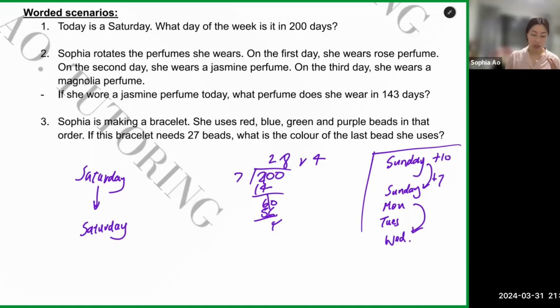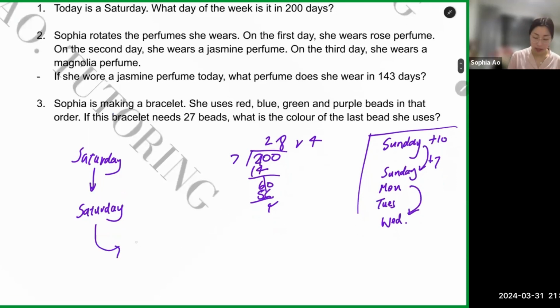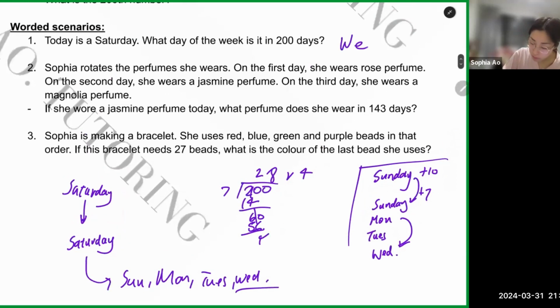So same thing here. Just from Saturday, count 4 more days: Sunday, Monday, Tuesday, and Wednesday. So in 200 days, it's going to be a Wednesday over there. Basically, you just want to take your really big number here, divide it by the size of that pattern. So days of the week would happen to be 7, and then you're just going to adjust for the ending there if needed. Really important tip, if you got 28 exactly, right?